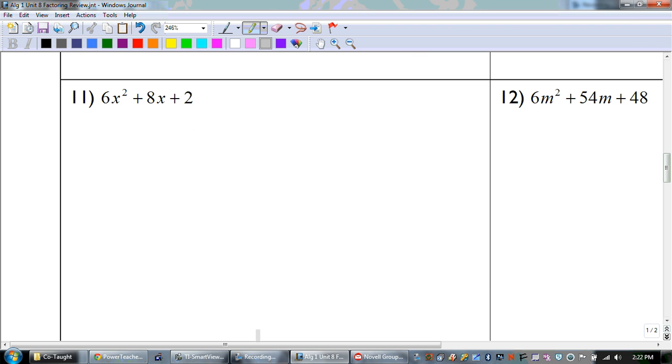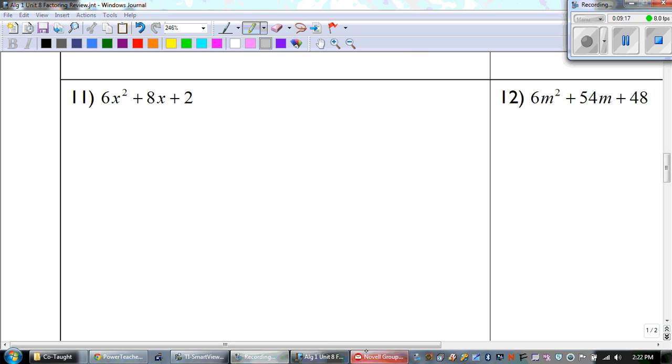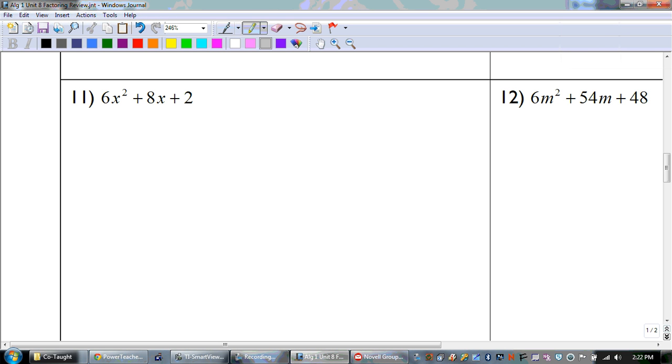All right, number 11. So the first thing we need to check, is there a GCF? Guys, they're all even numbers, so of course there's a GCF. I can take out a 2. So the 2 comes out front, and we're left with 3x squared plus 4x plus 1.